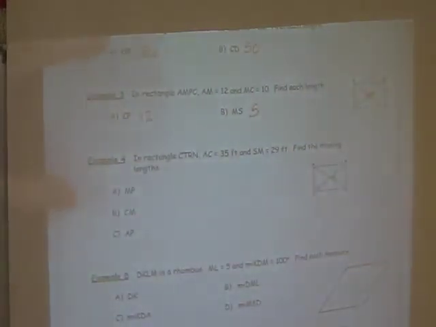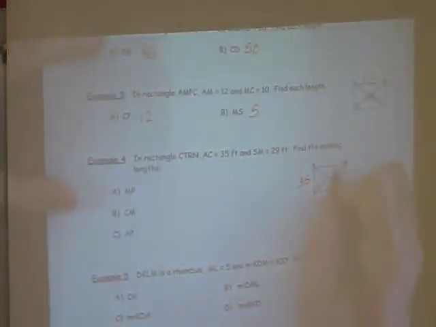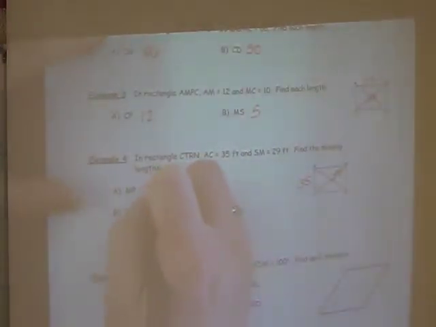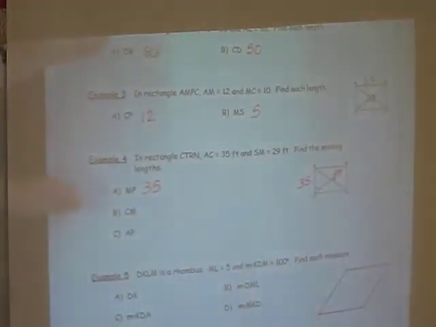Example 4, we have a rectangle. AC is 35 and SM is 29. First of all, we want to find MP. Opposite sides are congruent, so that will also be 35.